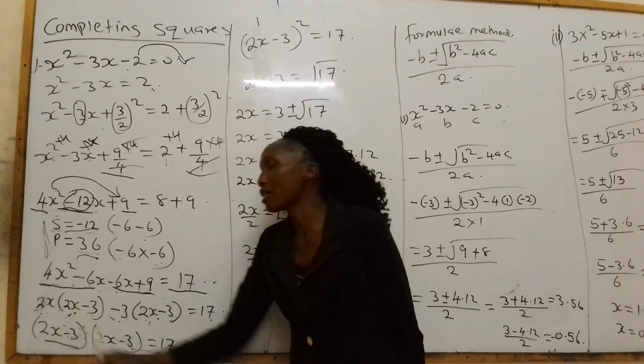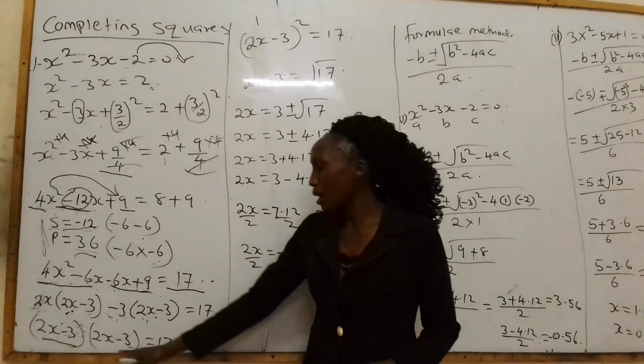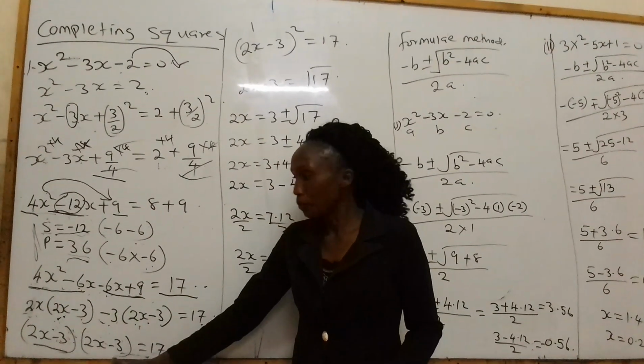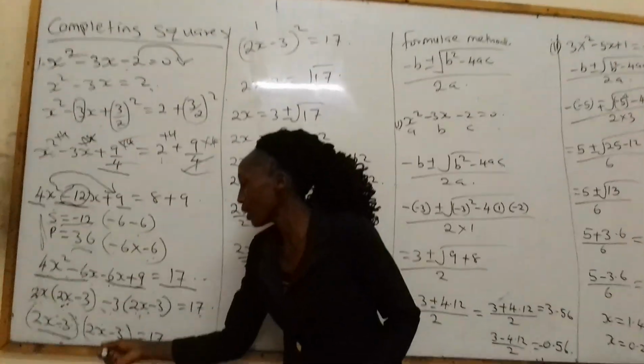2x minus 3, 2x minus 3. Because they are the same, we group them into one bracket, whereby we are going to have 2x minus 3. And then this one, 2x minus 3. We have the first one and the second one.